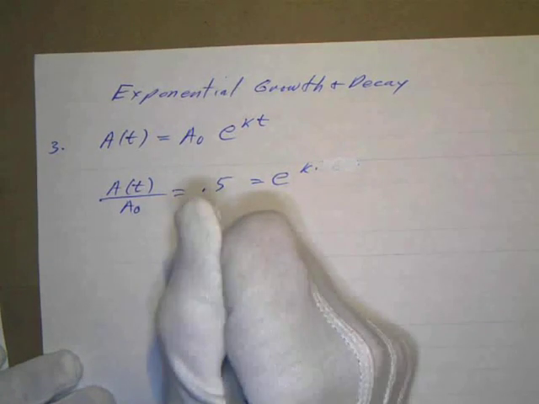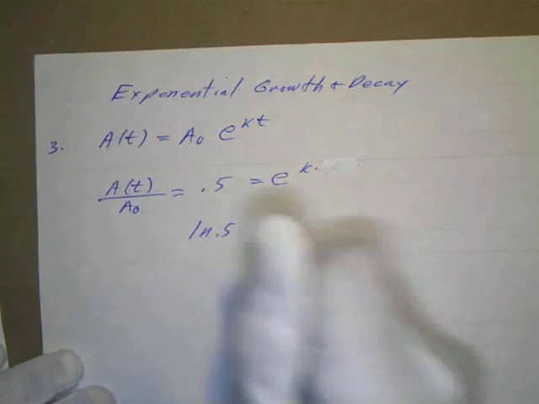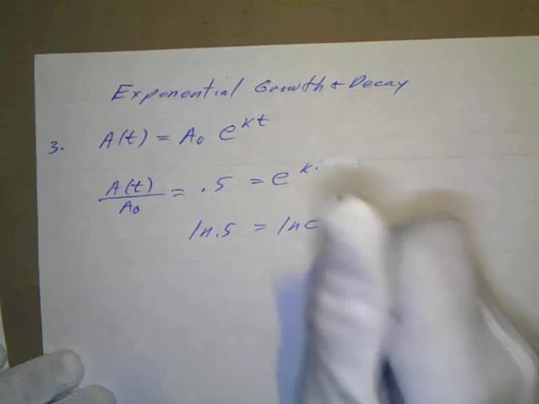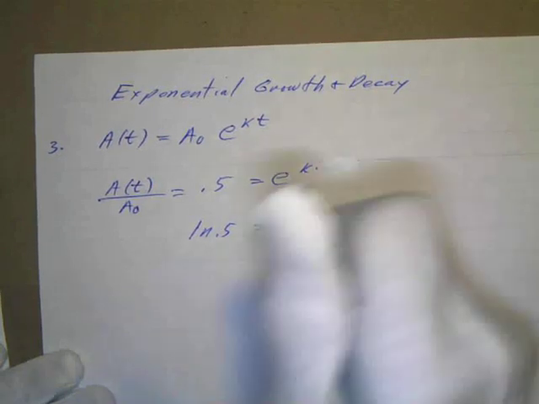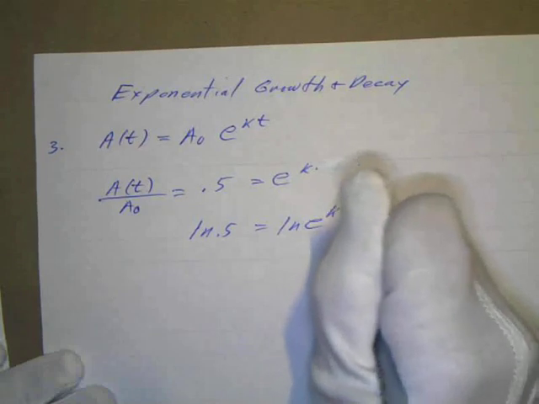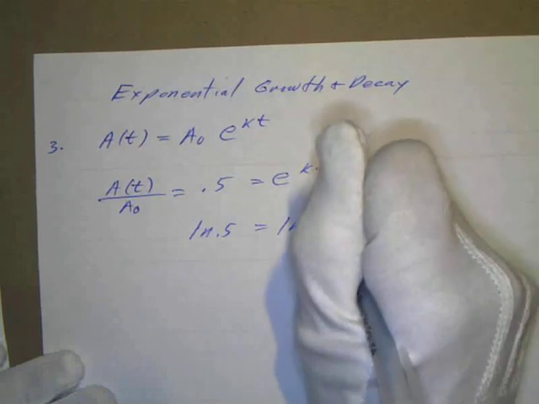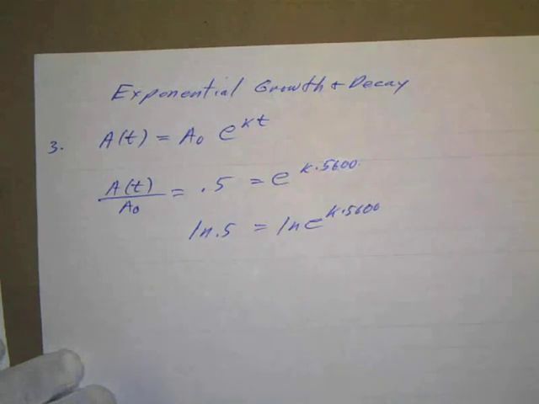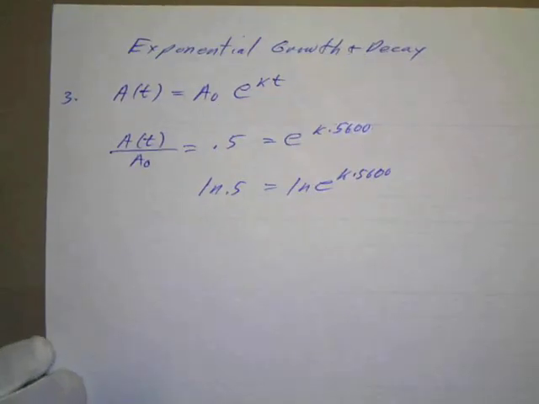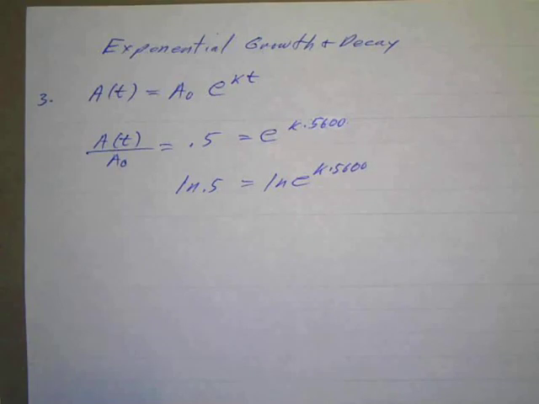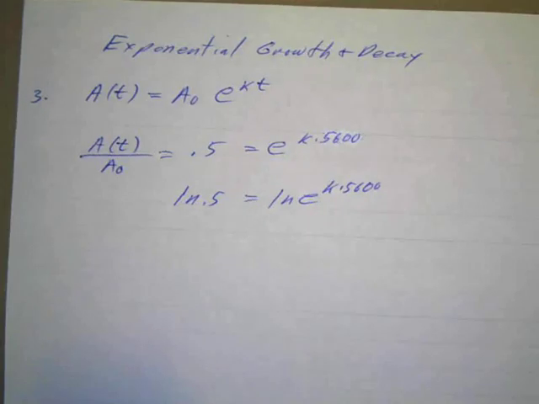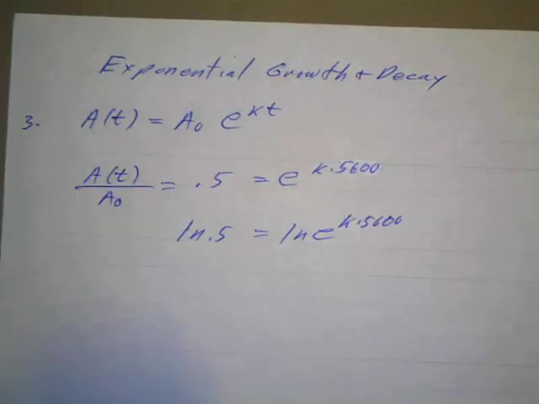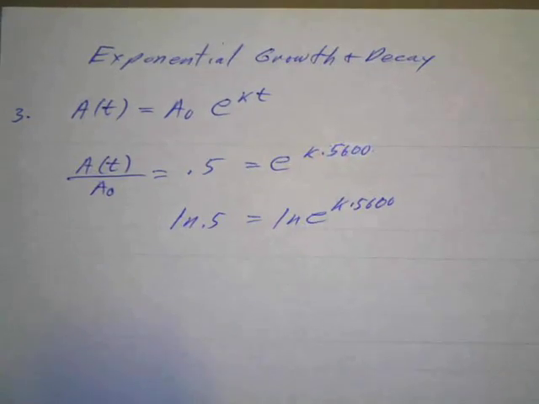So I can take the natural log of both sides. The natural log of 0.5 equals the natural log of e to the k times 5,600. Write that 5,600 up here. And if this is too small, you can always zoom in. As a matter of fact, I should zoom in a little bit more like that anyway. See a little better. Pardon me, I should have done that earlier.